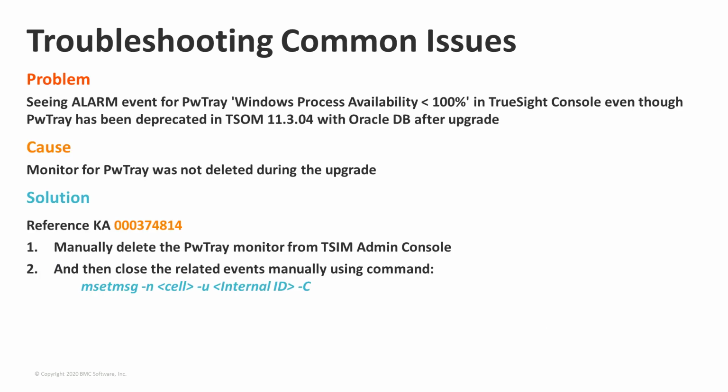There is one defect observed with Oracle database on TSOM with regard to PW tray. After the upgrade, you might start receiving alarm events with the message "Windows process availability less than 100%". To fix this, you would need to manually delete the monitor of PW tray from the administrator console and close the open events using the mset message command.